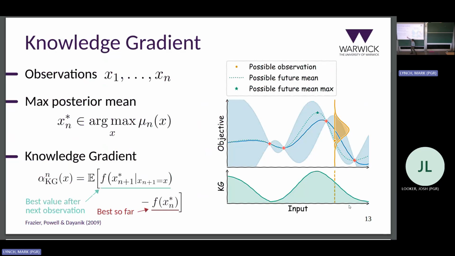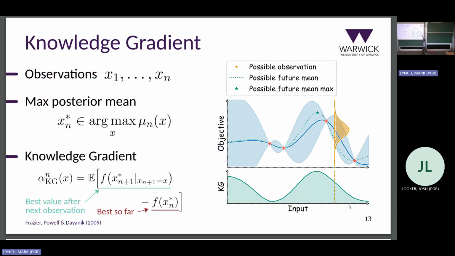So you've got x_{n+1}* is the value, the best value after your next observation. You can score it with your model f, and then you subtract the best so far at the moment, and then because this f is random on both of these, and x_{n+1}* is random, you take expectation.